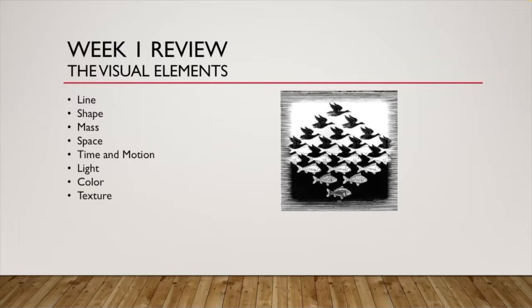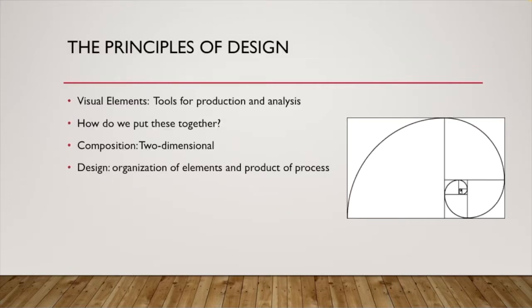As you can see in the work to the right by M.C. Escher, you will not always find the visual elements in every artwork, but you will find some. And this one, positive and negative space, line, value, immediately jump out to us. The visual elements that we just reviewed are the tools for production and analysis of art.